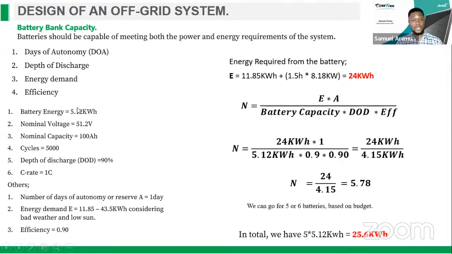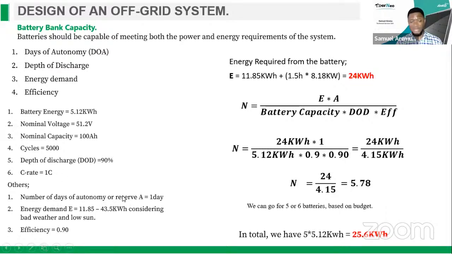So I'll be using this battery. The battery energy is 5.12 kilowatt hour, nominal voltage is 51.2 volts, capacity is 100 amp hour, the number of cycles is 5,000 cycles, the DOD is 90%, and the C rate is 1C.